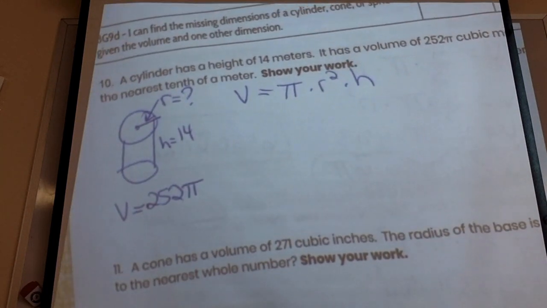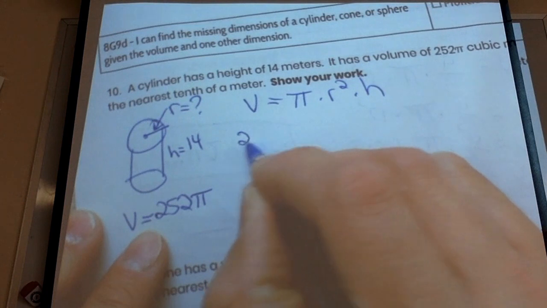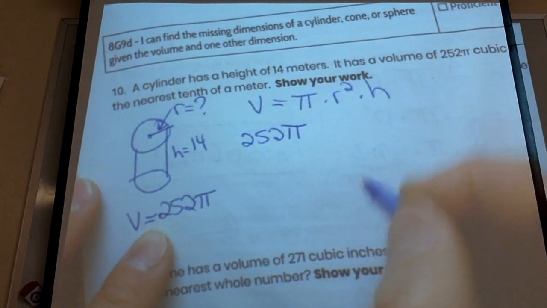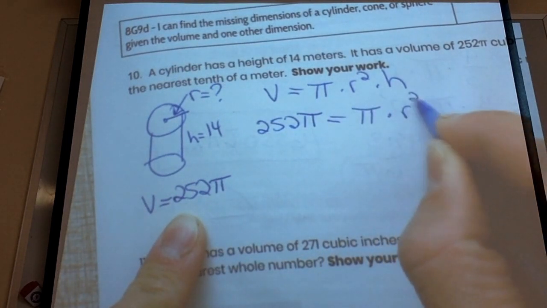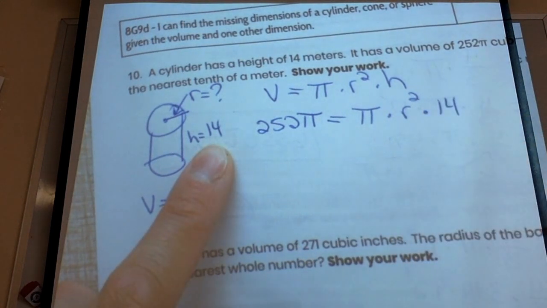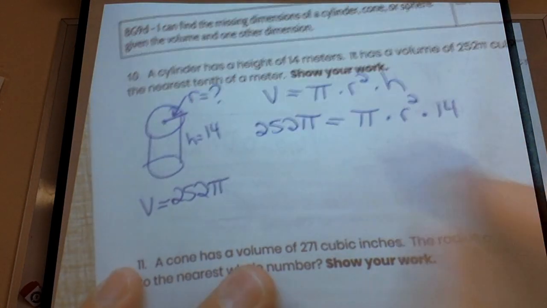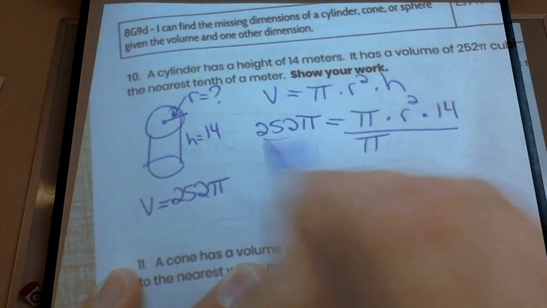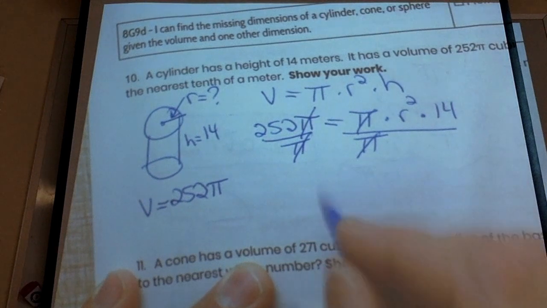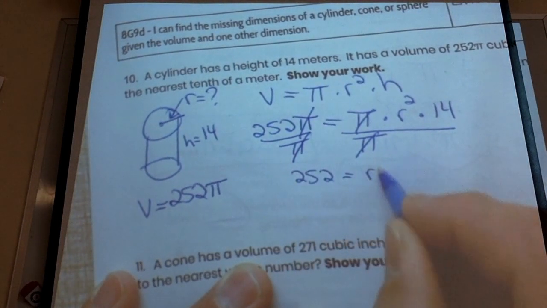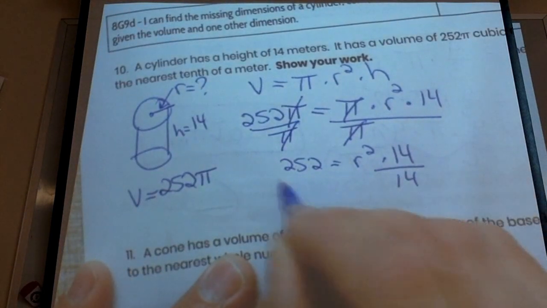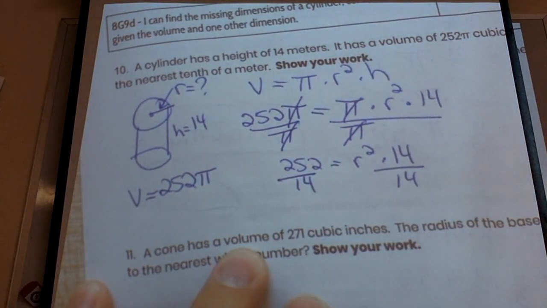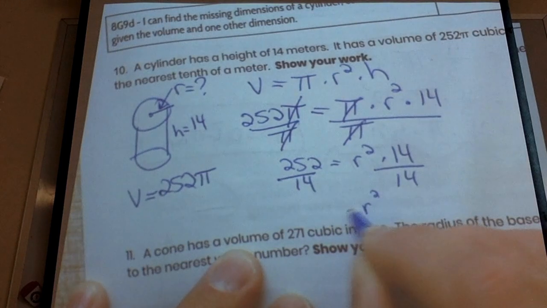Okay, so let's plug in what we know. Our volume is 252 pi. Make sure you include the pi. That's what our volume is. I'm going to set that equal to pi. We don't know our radius, so it's still r squared. Well, we know our height is 14. So I want to clear this out a little bit. I'm going to just divide by pi right away. Pi's cancel. So we have 252 equals r squared times 14. I need to get r by itself, so I need to get rid of this 14, so I divide by 14. What I do to one side, I do the other. 252 divided by 14, we get 18. So r squared equals 18.